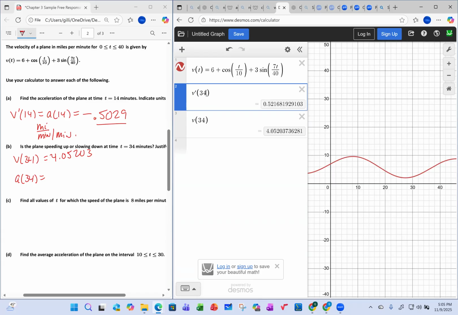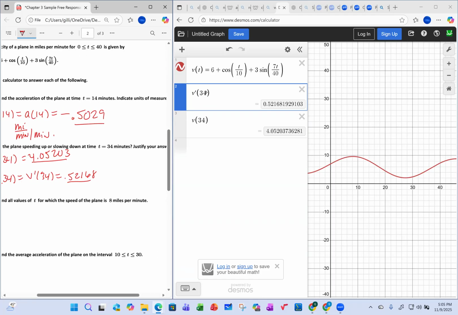And a at 34, which equals v prime at 34, which is 0.52168. So the velocity at 34 is positive, and the acceleration at 34 is positive. So therefore, it's speeding up. So it's speeding up the plane at t equals 34 because v and a have the same sign.